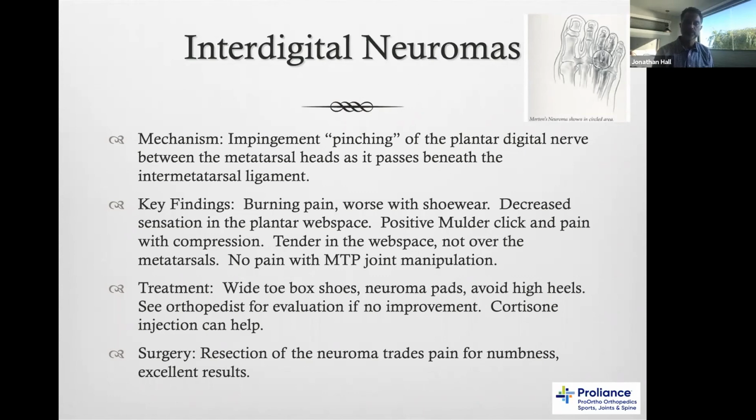Oftentimes with a simple physical examination, I can identify these and treat them with a corticosteroid injection to see if we can get it to settle down, alter your shoe wear, pad your shoes appropriately. If that doesn't work, then the neuroma can be literally removed. We literally cut it out. It's inflammation all around the nerve. You can't save the nerve, but it's not a motor nerve. It's a sensory nerve to the web space. So people typically don't mind. They'll readily exchange a very painful condition for some numbness in the web space. That's a pretty quick recovery as well.